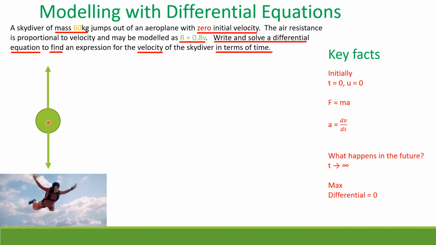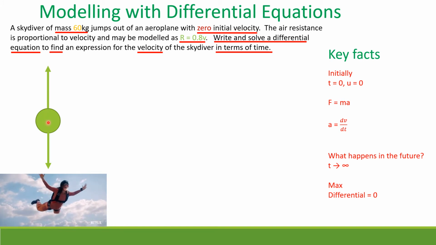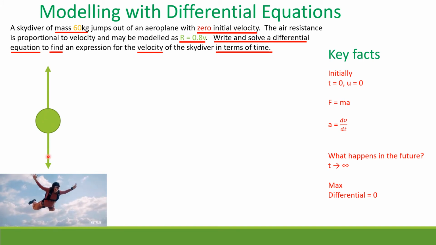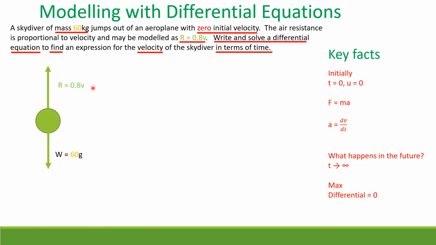Now the force acting down is the bigger force because the skydiver is moving down and their weight is acting down. And going up, this is our resistance, which is resisting the motion. So R is equal to 0.8 V. And then the weight of the skydiver is equal to 60 g, so the mass times gravity, where gravity is equal to 9.8.